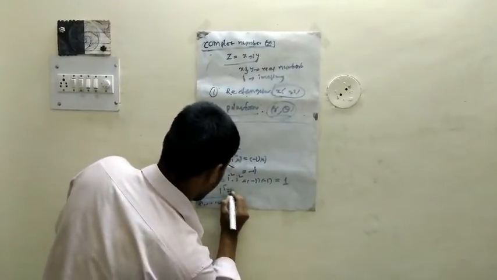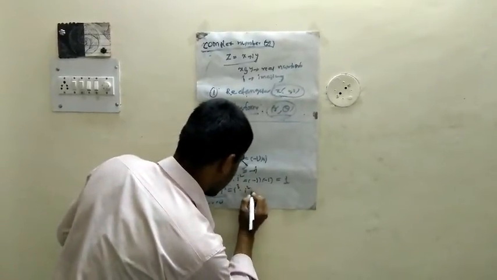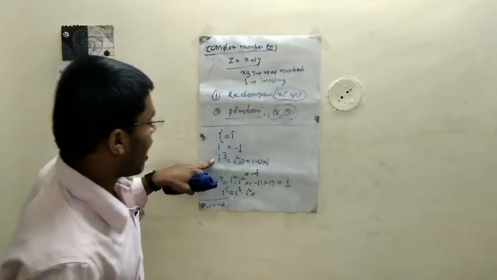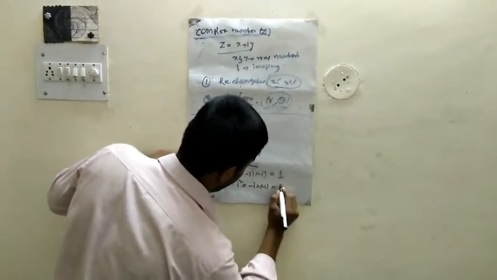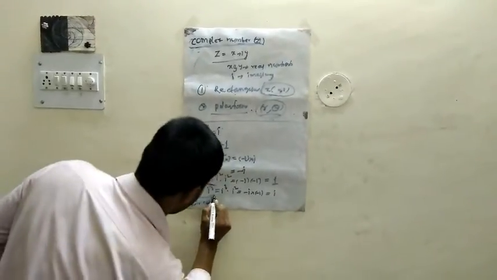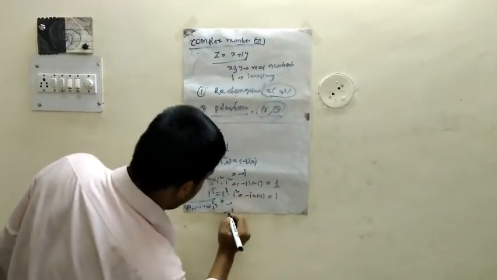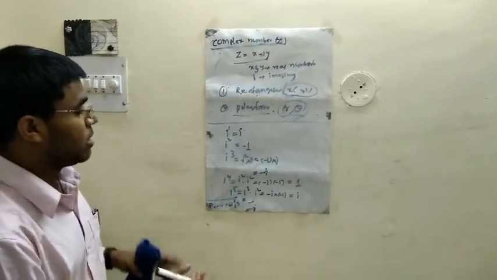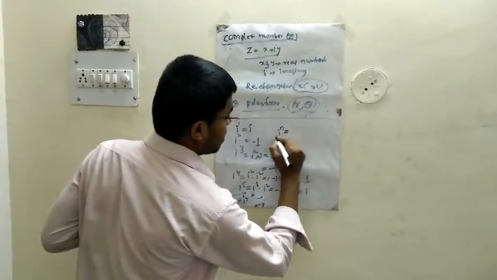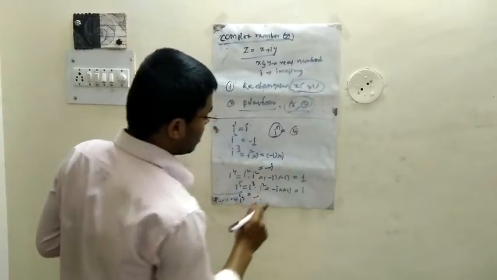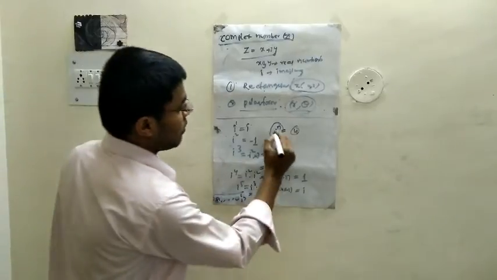And i to the power 5, how can you write it? i to the power 5 is i cubed into i squared. What is the value of i cubed? i cubed equals minus i. Minus i into i squared, which is minus 1, is i. If you keep going, i to the power 6, i to the power 7 give 1, i, minus 1, minus i, and it keeps repeating. So the minimum value of n is 4, because after 4 the values of i to the power n repeat.